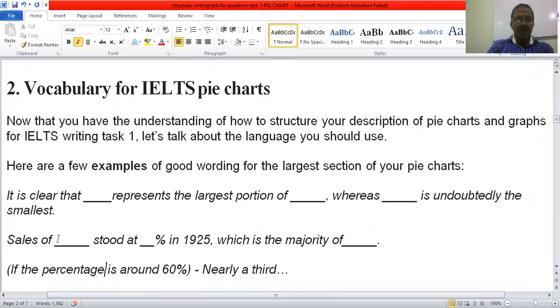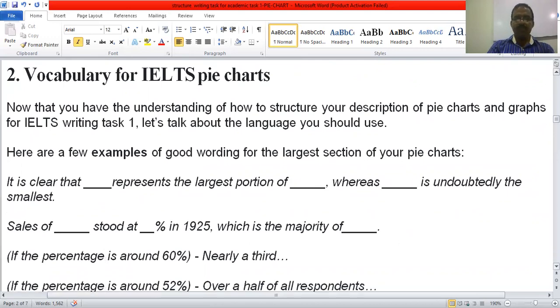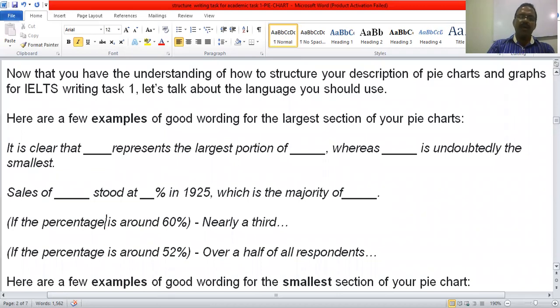Sales of chicken stood at 20% in 1925, which is the majority of all the sales. It means the highest. If the percentage is around 60, you can mention nearly a third, or when you are not sure, you can say around 60, approximately 60. You can also say this whenever there are some approximate things and you are not sure about them.